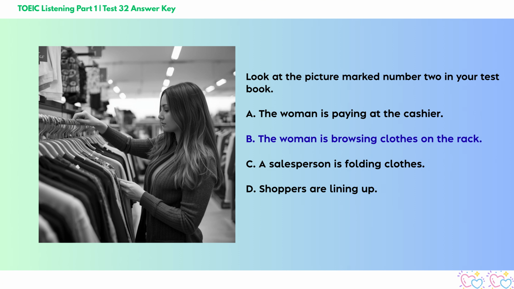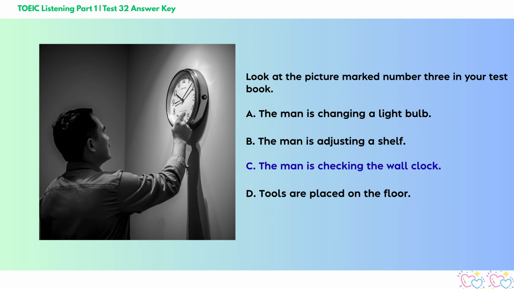Look at the picture marked number 2 in your textbook. A. The woman is paying at the cashier. B. The woman is browsing clothes on the rack. C. A salesperson is folding clothes. D. Shoppers are lining up.